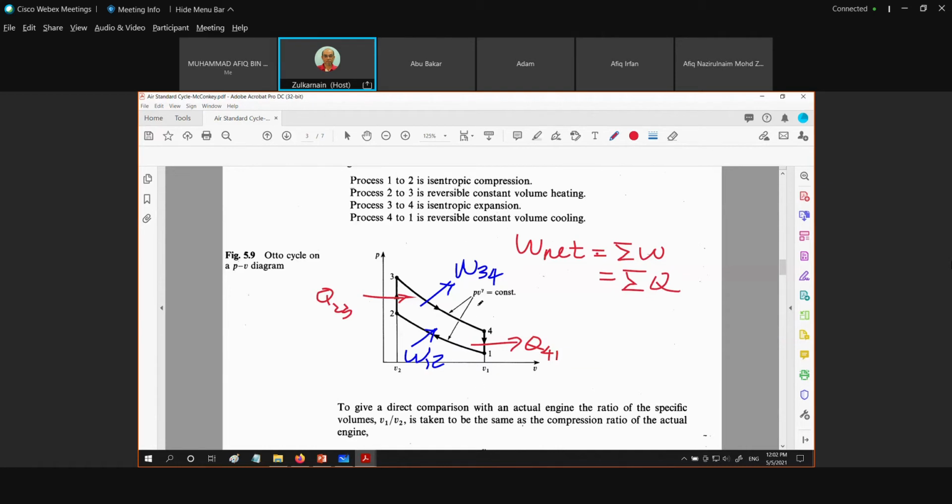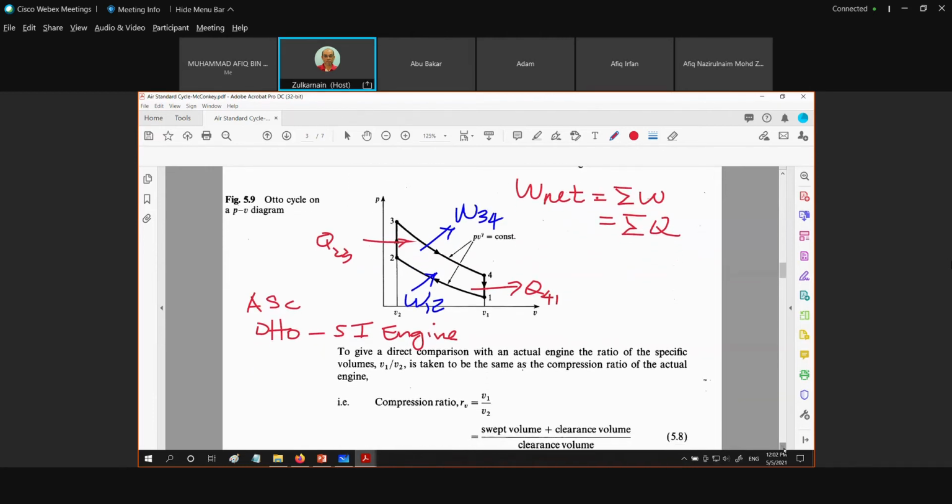So this is the Otto cycle, which we are referring to the spark ignition type of engine. Yes, this is the air standard cycle. This is for Otto, which is used for the spark ignition engine. Right? Then we look at the analysis.